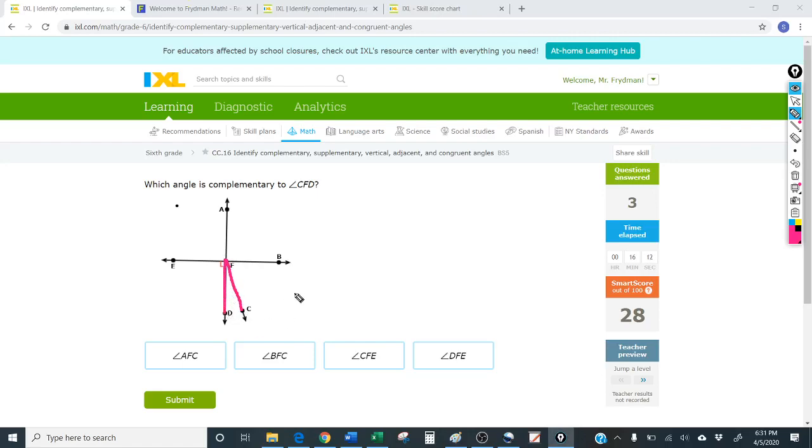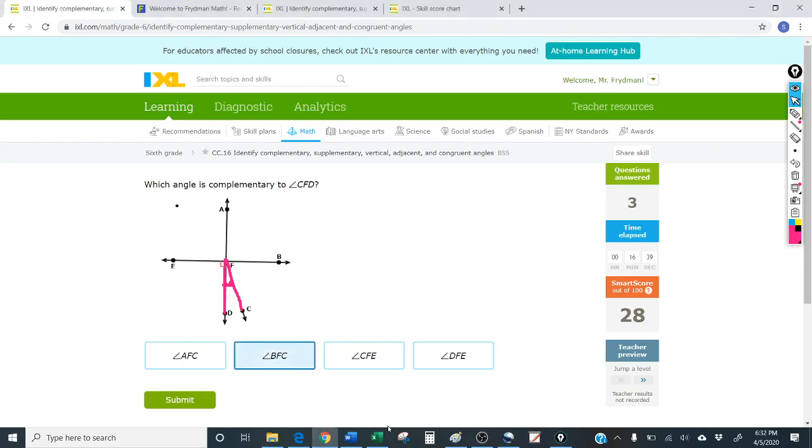So I want to know which angle is complementary. Here's angle CFD. Which angle is complementary to CFD? That means this angle plus another angle must add up to 90 degrees. And remember, 90 degrees is a right angle. Well, if I look, let's try B.